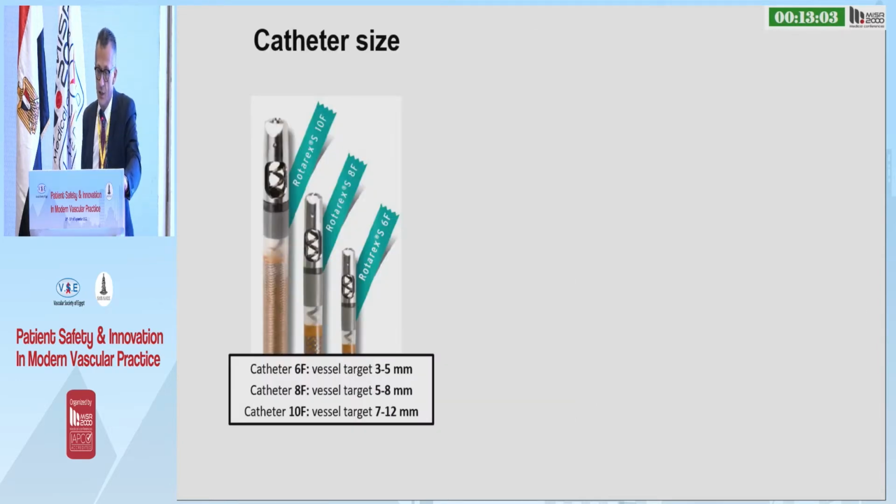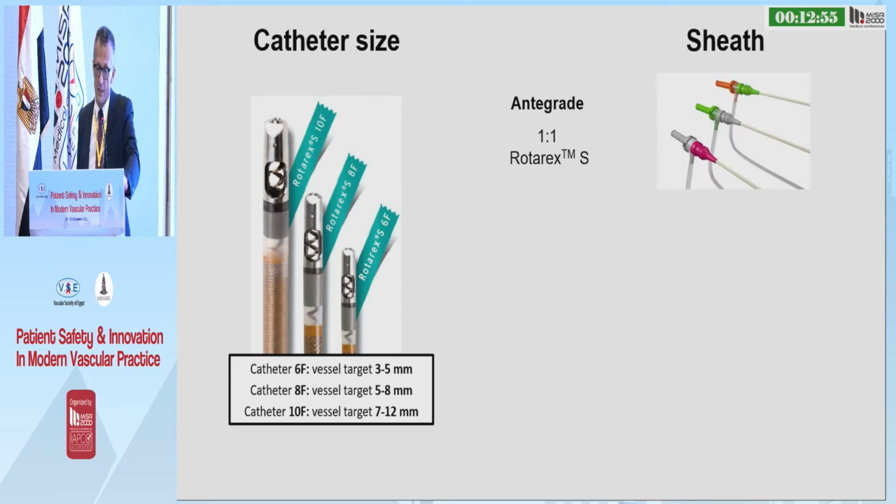After crossing the lesion, of course, we have to choose the right size of the device, based on the diameter of the arteries.